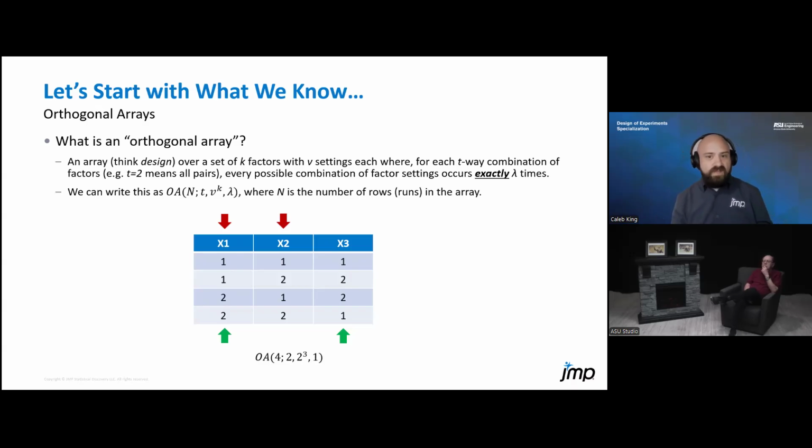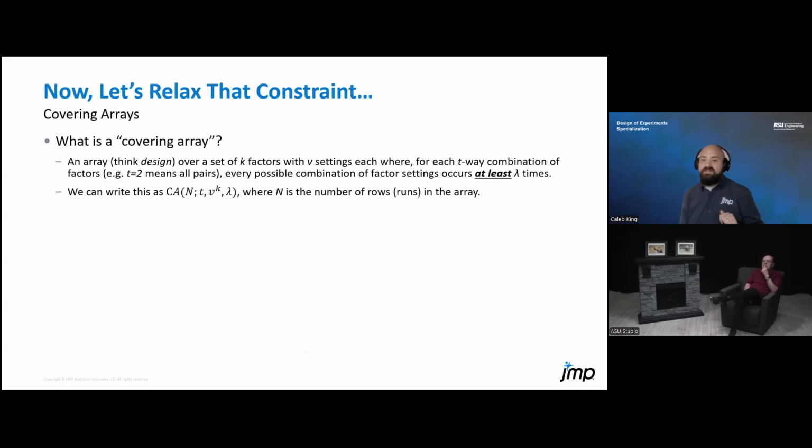So now that we've got that under our belt, what is a covering array? You may notice I used some of the same terminology, but something has changed. Now, instead of things being exactly lambda times, it's at least lambda times. So now you're not specifying an equality constraint, where everything has to occur exactly this number of times. You're specifying a lower bound. And again, we can use similar notation. We're just changing one of the letters.